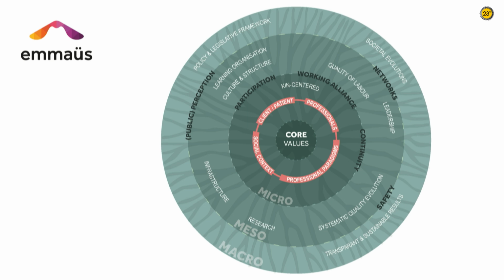Then we have three concentric circles, micro, meso, macro level. Micro level where people meet each other. Meso level is the organizational level. Macro level is the societal level, obviously.